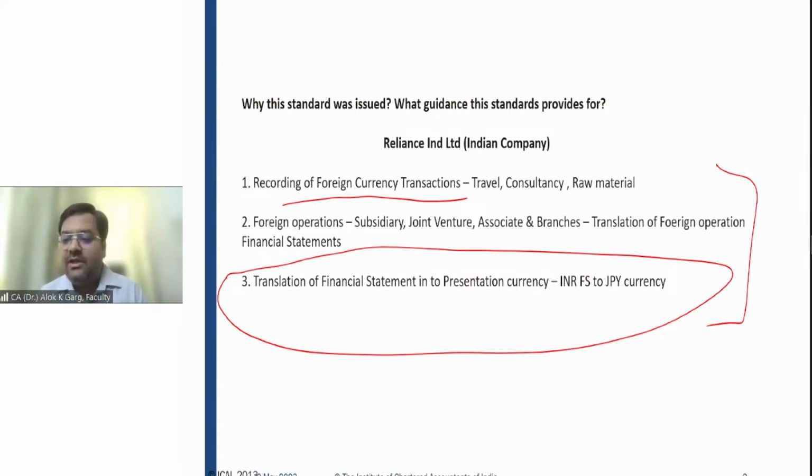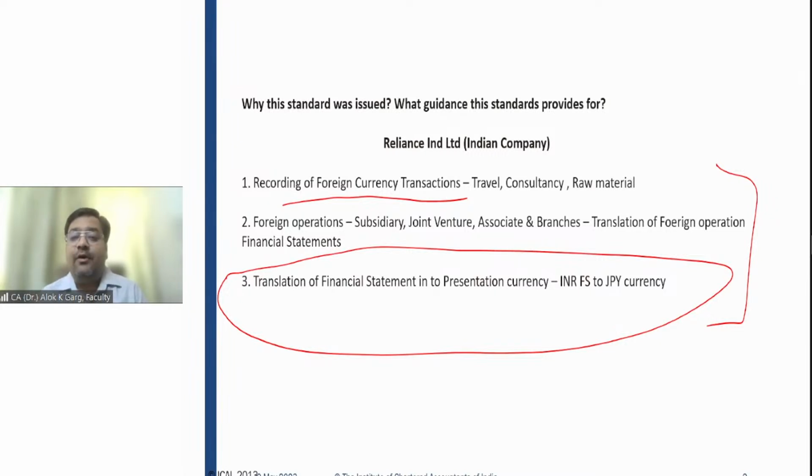For example, a branch does not have its own identity, but if there is a subsidiary company, it has its own identity. It has its own CIN number, its own income tax number, its own different registration, whatever is required. It has its own numbers.